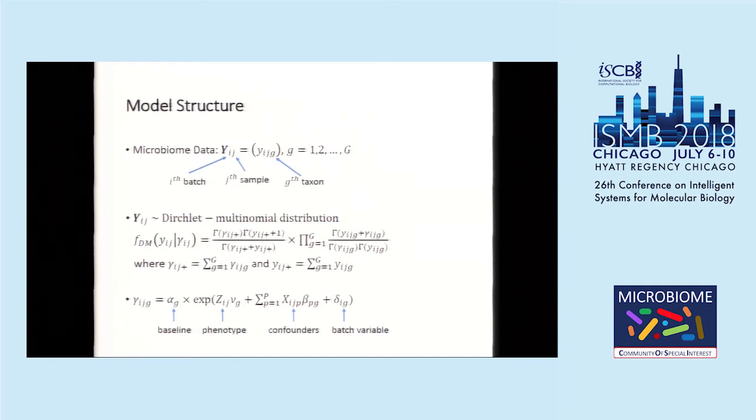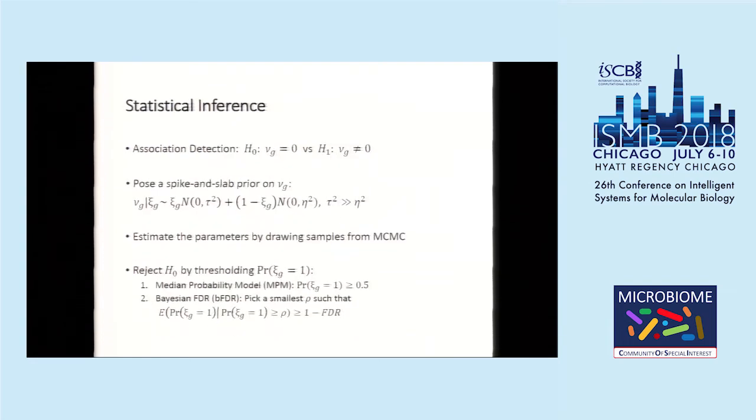And Z_ij is the phenotype of interest. X_ij is a p-dimensional confounding vector such as age, gender, and BMI. And delta_ij is a batch effect variable. We want to correct batch effect by learning the value of delta_ij. V_j encodes the association between the phenotype and the j-th taxon.